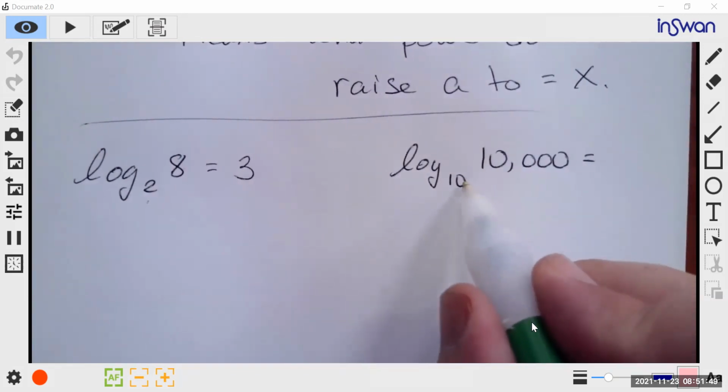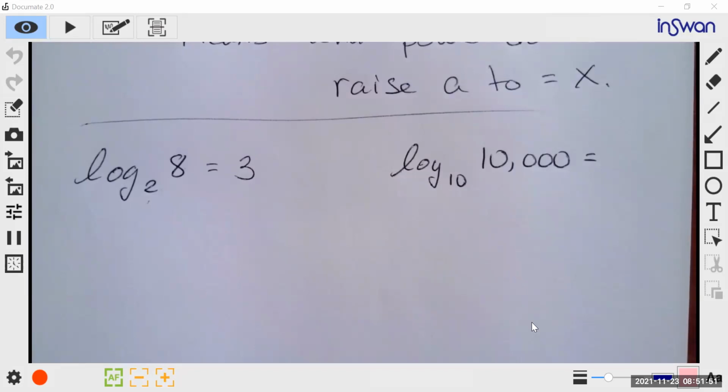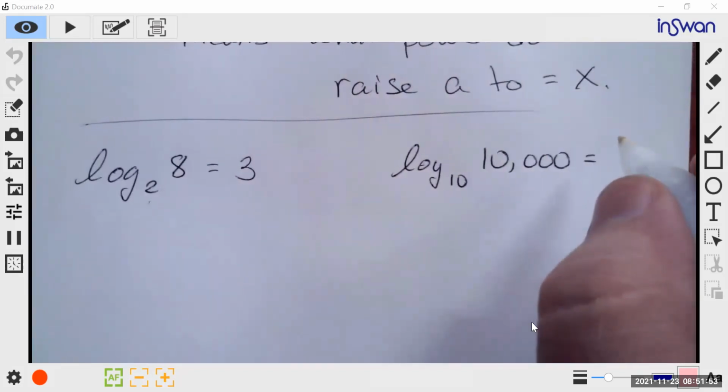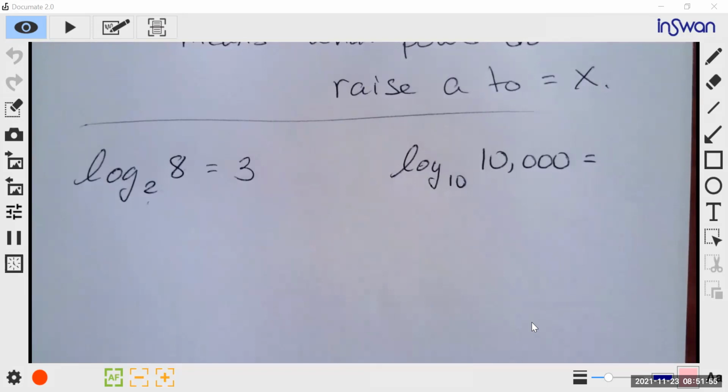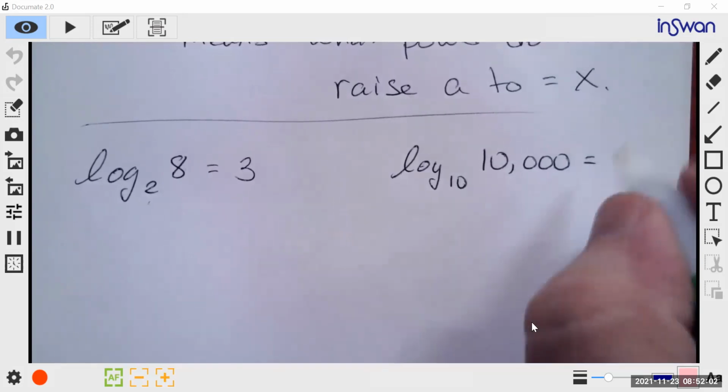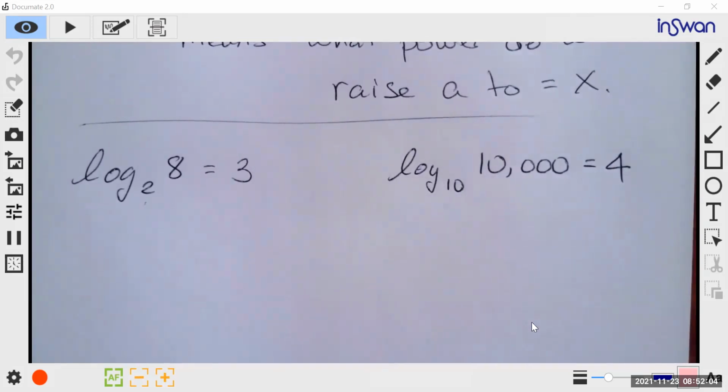What power do we raise 10 to equal 10,000? 10 times 10 is 100, times 10 is 1,000, times 10 is 10,000. So it's to the power of 4.